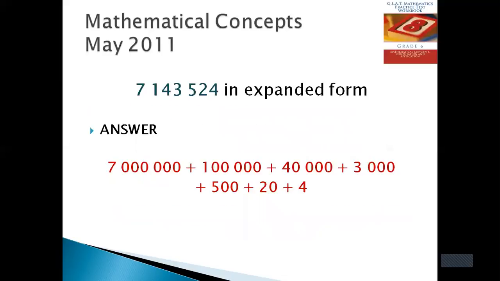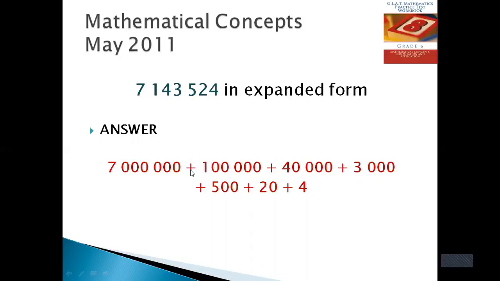So going back to the original question, which refers specifically to the number 7,143,524. We start with the number furthest to our left, and of course we read numbers from left to right. So we start with the digit furthest to the left, which is 7. We write down the number 7, and all of the numbers following the 7 are replaced by zeros. That's our first portion of the answer here, 7, and then everything else is replaced by zeros.